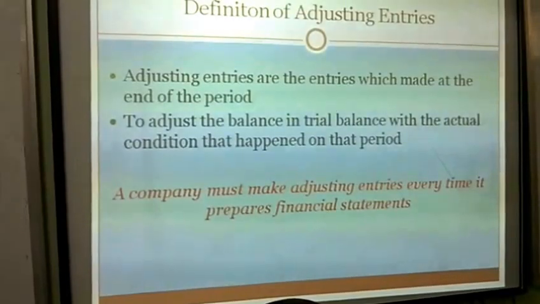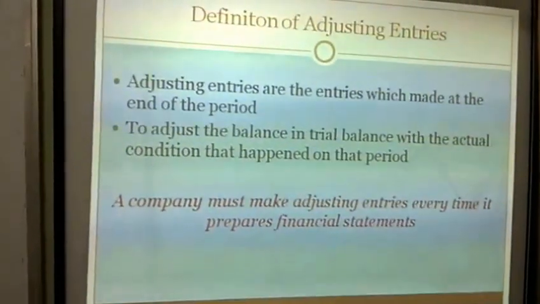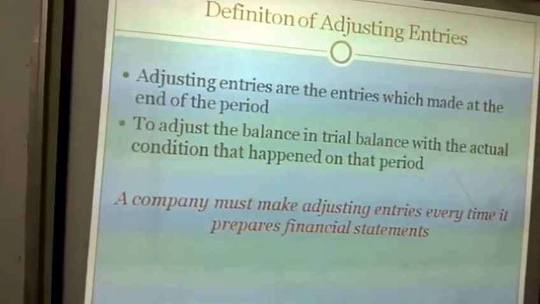First, definition of adjusting entries. Adjusting entries are the entries which are made at the end of the period, to adjust the balance in the trial balance with the actual condition that happened in that period. A company must make adjusting entries every time it prepares financial statements.